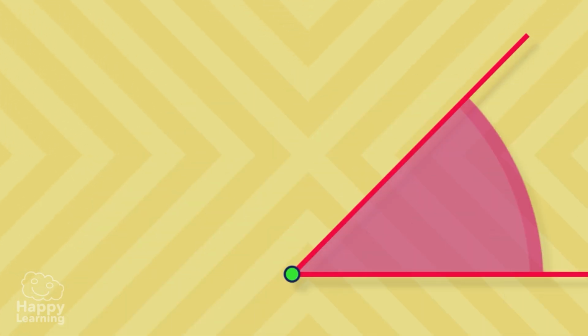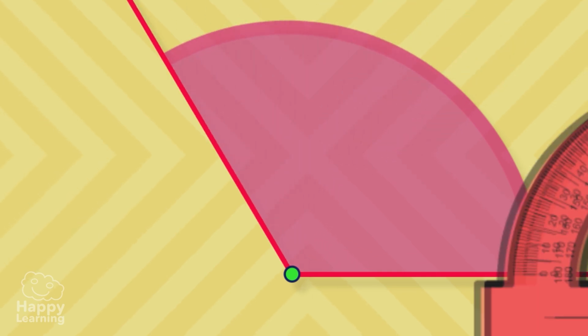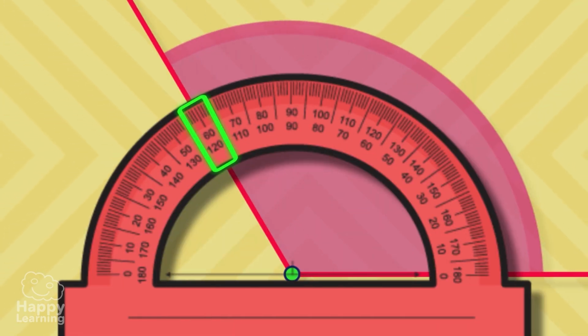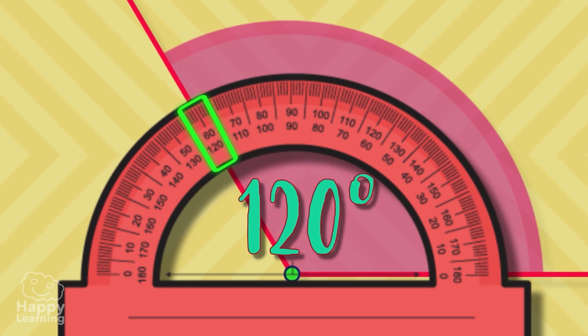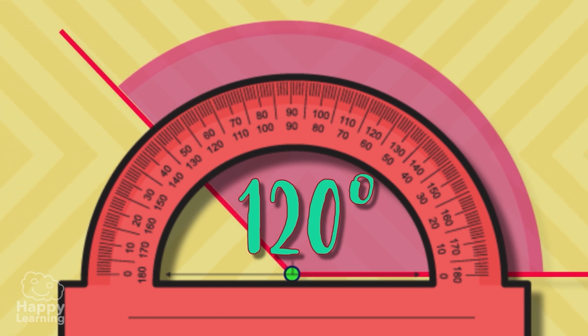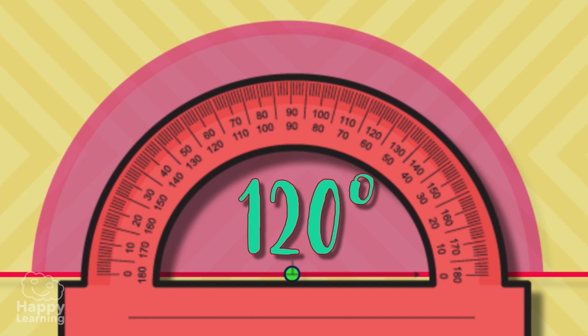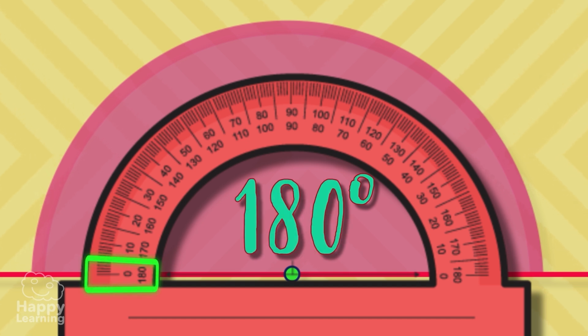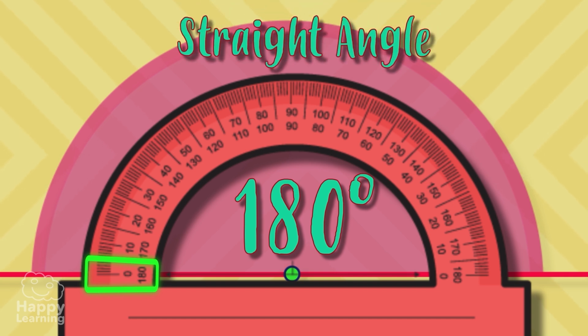And now, we're going to check out how much this other angle measures. 120 degrees! Of course! It's an obtuse angle because it measures more than 90 degrees. Imagine that instead of being 120, it measures 180. Do you know what this angle is called? We call it a straight angle.